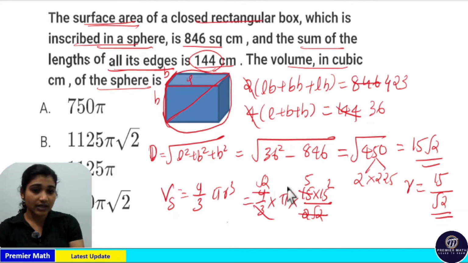Which means greater than 1000 is in B and D. But here root 2 is with us. So option B is your answer.